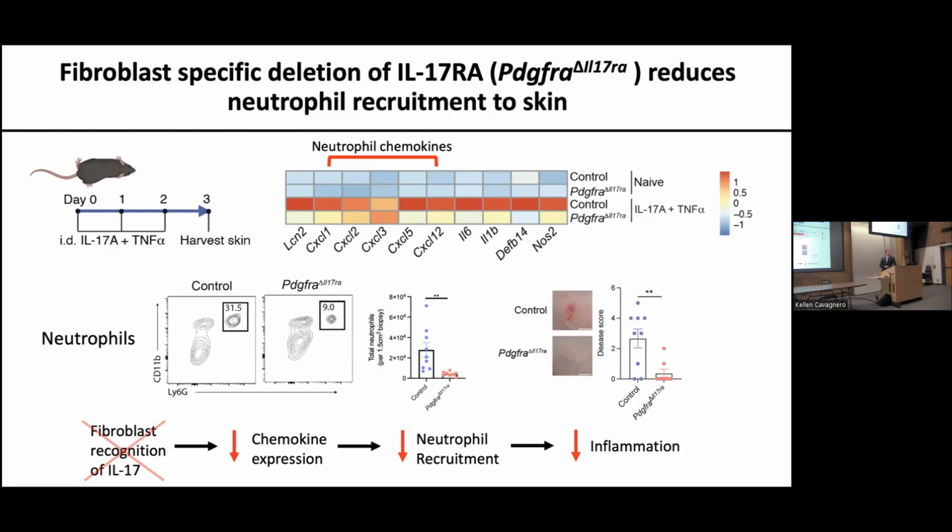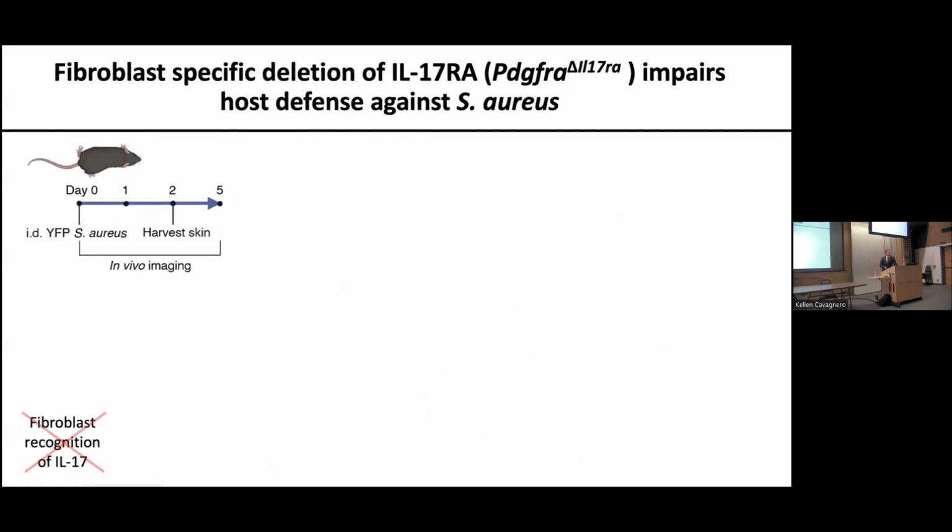But this model is a bit artificial, right? We're injecting cytokines into the mouse back. It's not really physiologically relevant. So the next question was, what about Staph aureus? That's what we really care about, right?